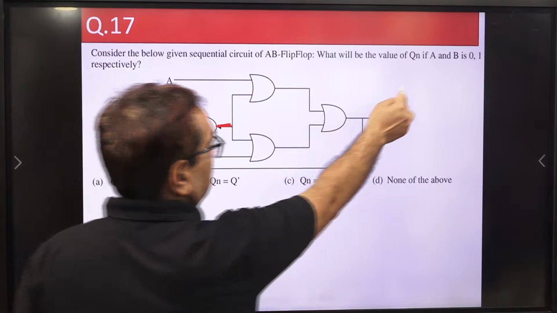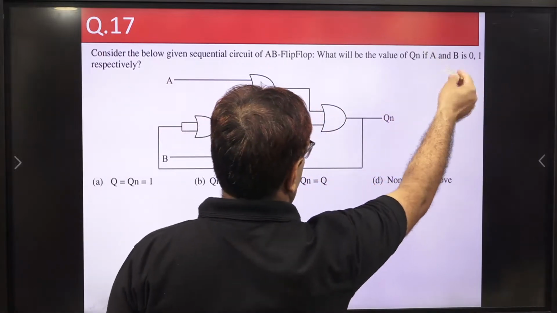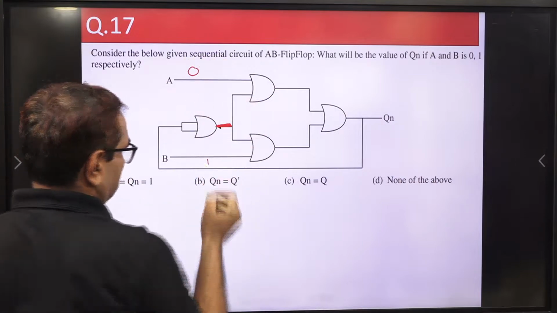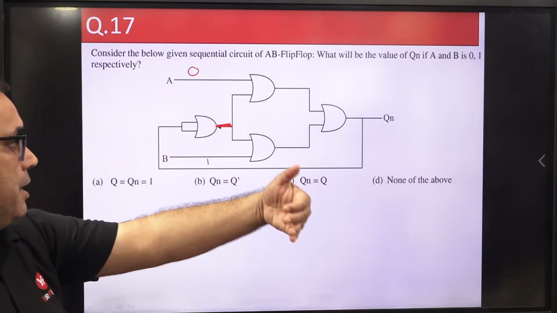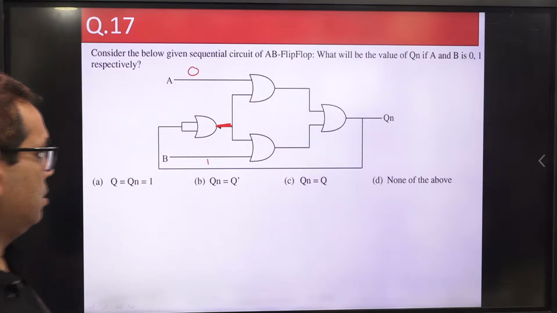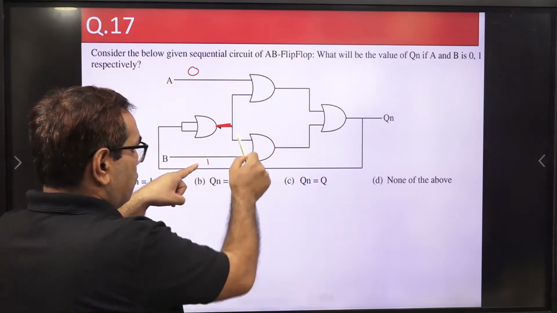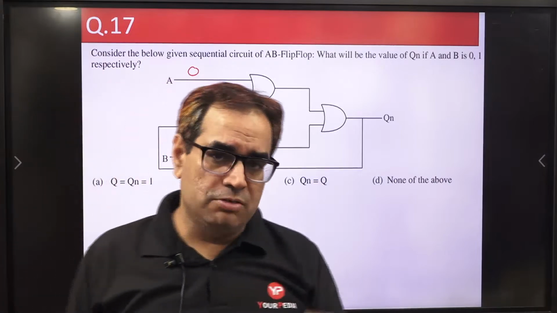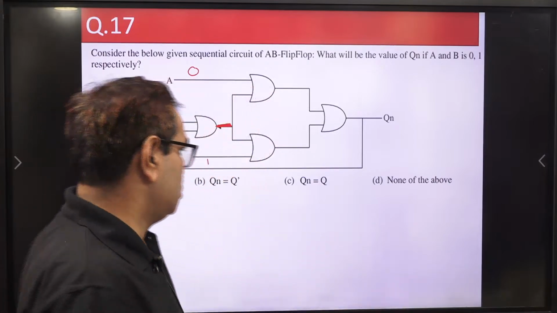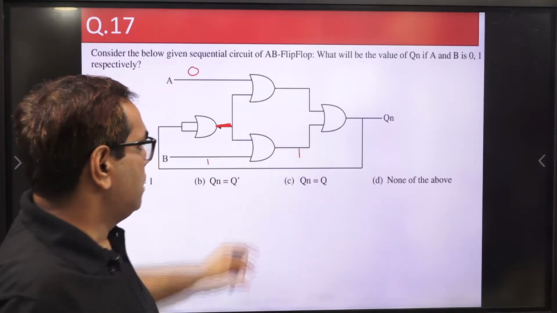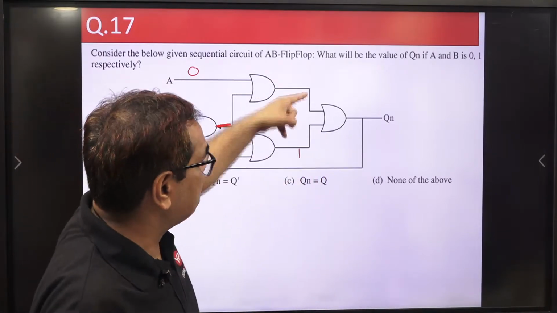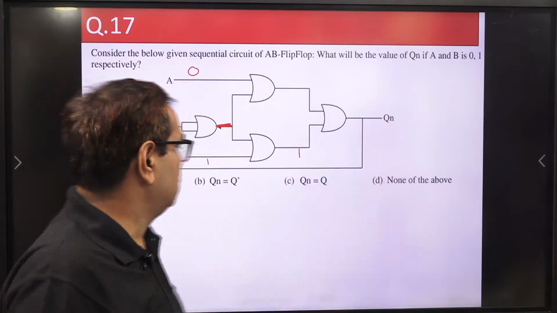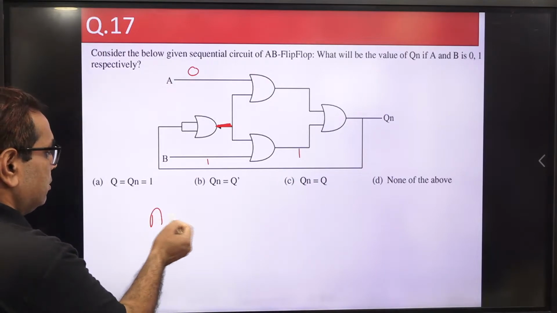So if A and B are 0 and 1, so it means A is 0 and B is 1. Then what will be the next state? If this is 1, so 1 plus something is equal to what? In an OR gate, if one input is 1, 1 plus something is 1. So obviously the output will be 1. And here also 1 plus something is 1. So the next state is going to be 1. So A is the right answer.